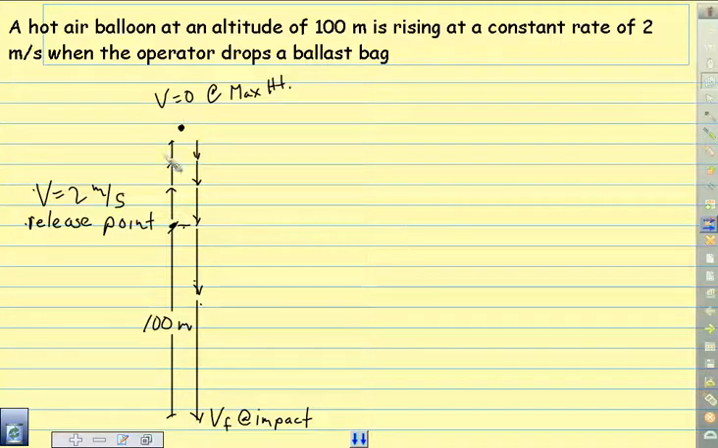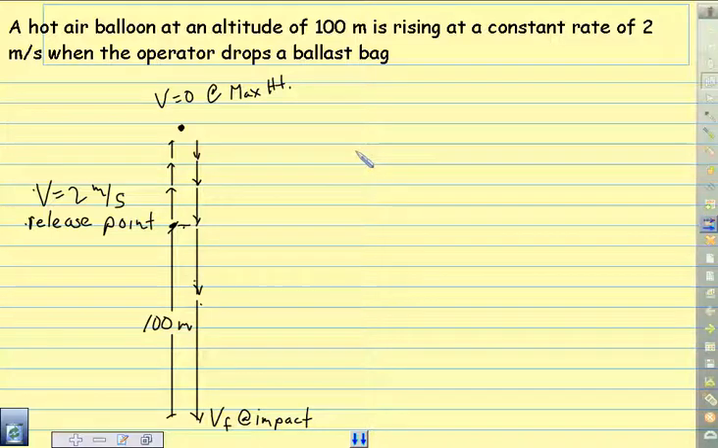Now, as long as we keep straight, our initial point here is at release, and our final point is either here at the apex of the altitude or here at impact. And so long as we are consistent, then the problem is going to come out okay. The first thing that they ask for is, how high is this thing going to go up?